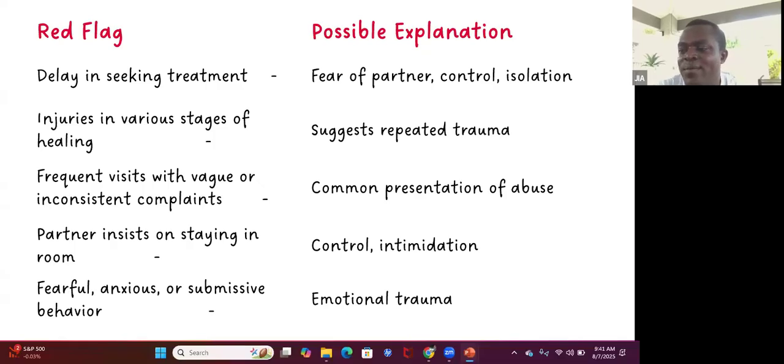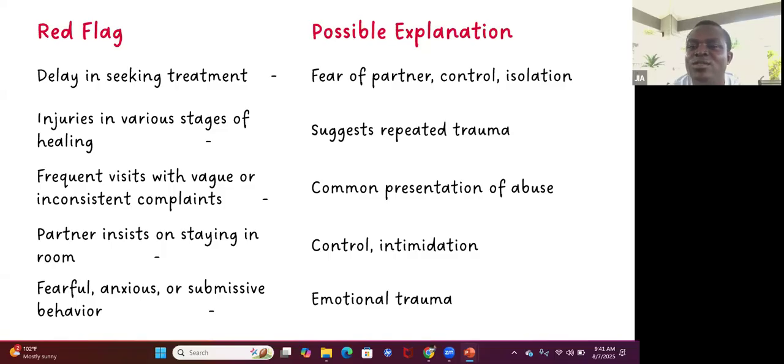You can have a poisonous relationship like this, to the extent that the victim cannot even seek health care unless they ask permission from the abuser. The abuser tends to determine when he or she thinks it's right for the victim to come for treatment. So the possible explanation is fear of the partner, then there's control. It could also mean that there's isolation.